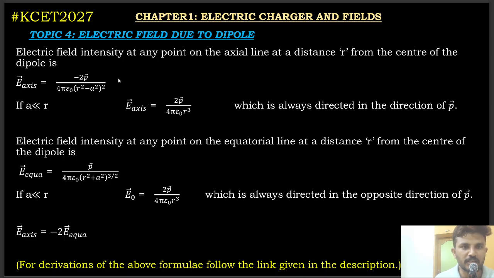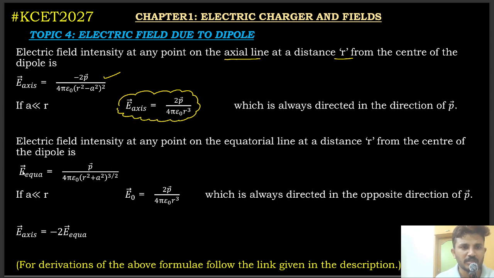Here I have given the final formula. Electric field intensity at any point on the axial line at a distance r from the center of dipole is given by E axis is equal to minus 2p divided by 4 pi epsilon naught into r square minus a square whole square. If you simplify it, you will get this formula: E axis is equal to 1 by 4 pi epsilon naught into 2p divided by r cube.